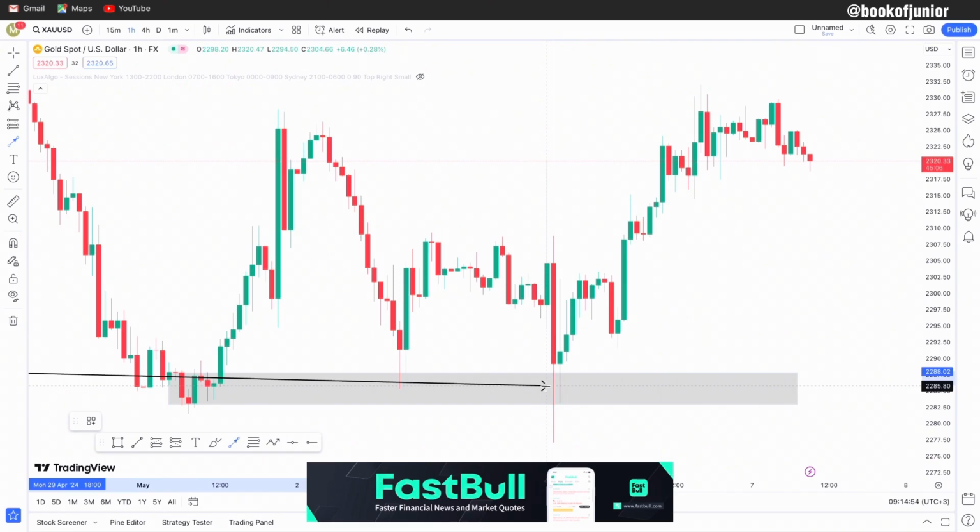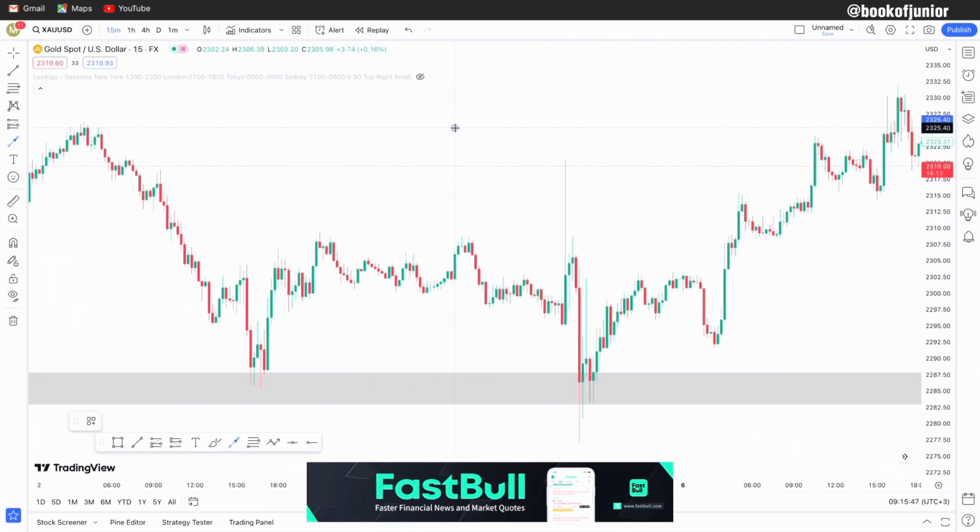So I waited until Monday opened. What I did on Monday is I zoomed into the 15 minutes time frame. When you zoom into the 15 minutes time frame, you can see we didn't have much volume of this zone right here, as you can see, when price came back to the demand zone.